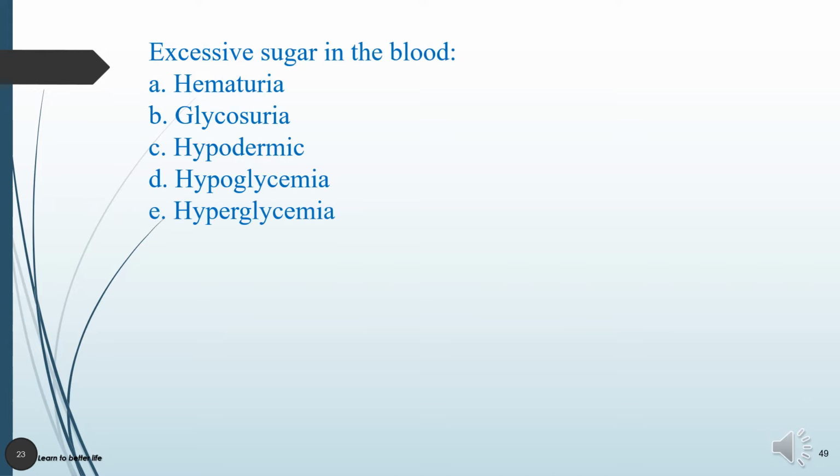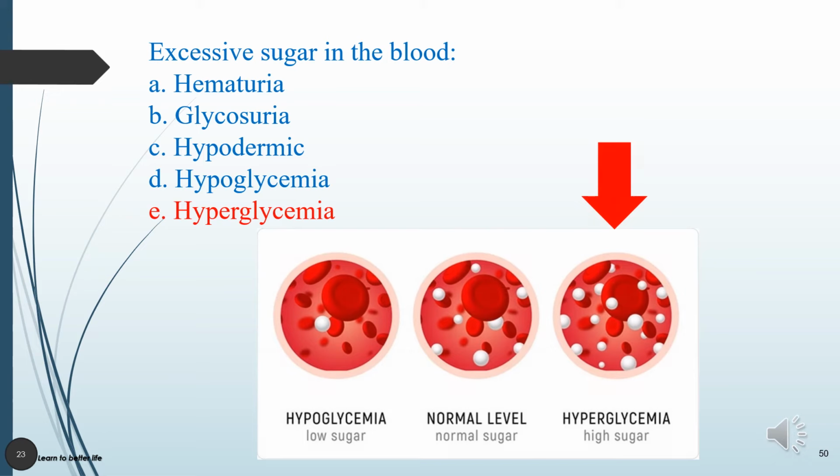Excessive sugar in the blood. A. Hematuria. B. Glycosuria. C. Hypodermic. D. Hypoglycemia. E. Hyperglycemia. The answer is E. Hyperglycemia.